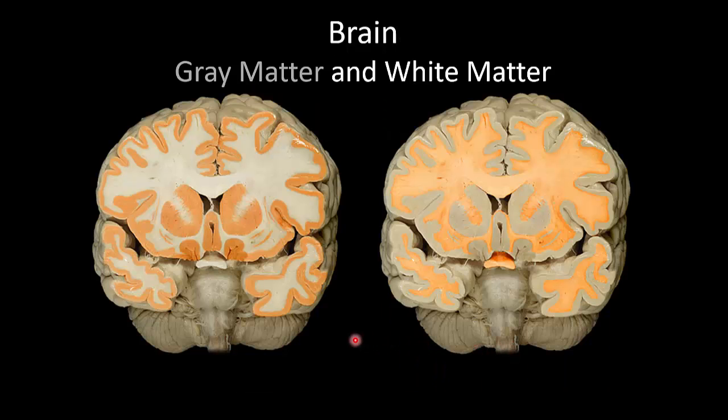Then looking at the brain. So when we're looking at the brain, you find gray matter in the outer cortex, which just deals with the outer edges of the brain. And then you find white matter in the internal parts.